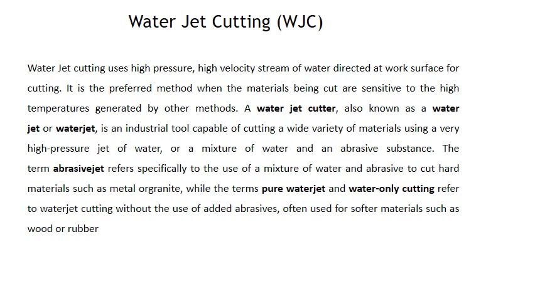It is done using a water jet cutter, which is an industrial tool capable of cutting a wide variety of materials using a high pressure jet. The term abrasive jet refers specifically to the use of a mixture of water and abrasive to cut hard materials such as metal or granite, while the term pure water jet and water-only cutting refers to water jet cutting without the use of added abrasives, often used for softer materials such as wood or rubber. In this video, we'll be doing an analysis for pure water jet cutting.